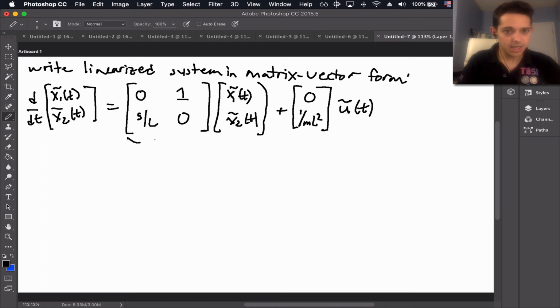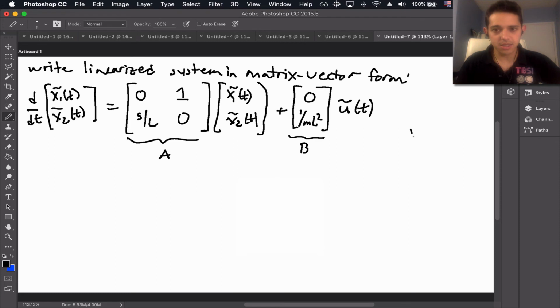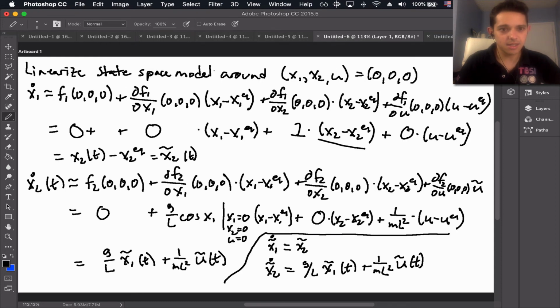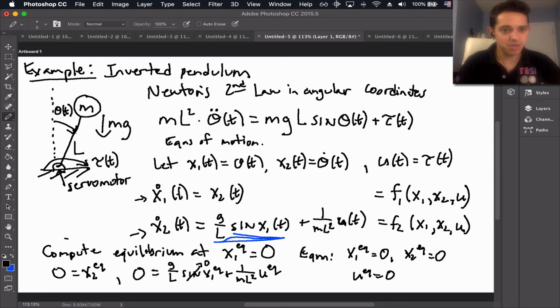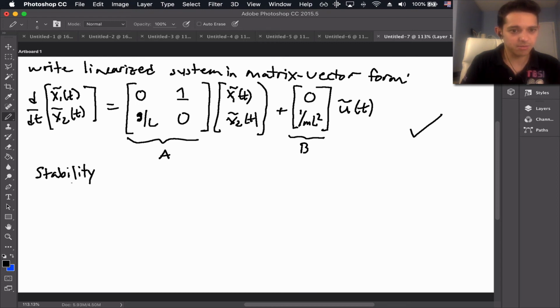Okay, and then in the end, this is the A matrix, and this is the B matrix, and we are done. That's it. We have now linearized the inverted pendulum around this equilibrium point that is the inverted pendulum in the vertical position. So now I want to take a moment to discuss stability. Just make a few comments that'll be helpful.